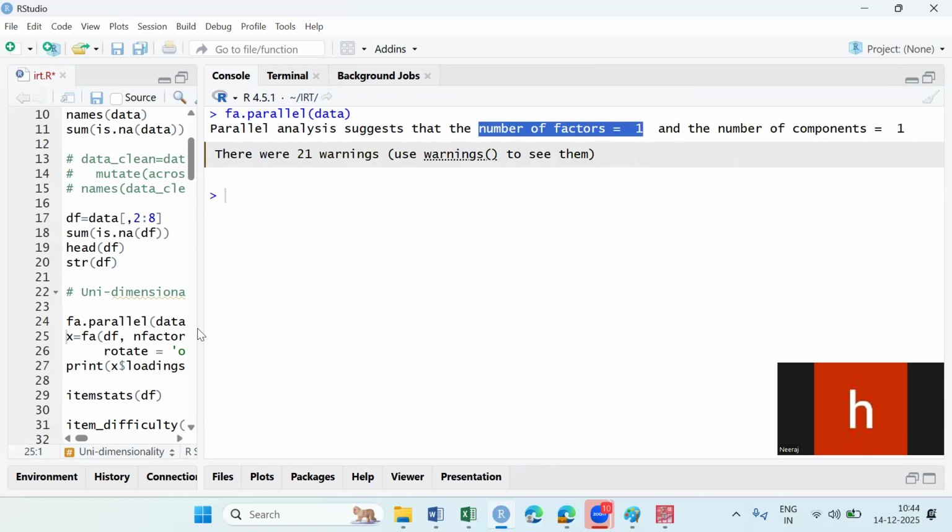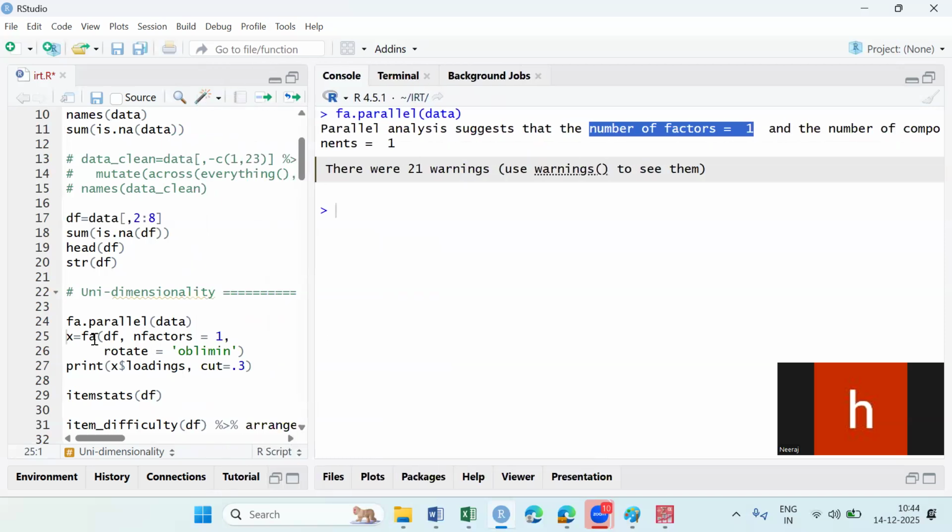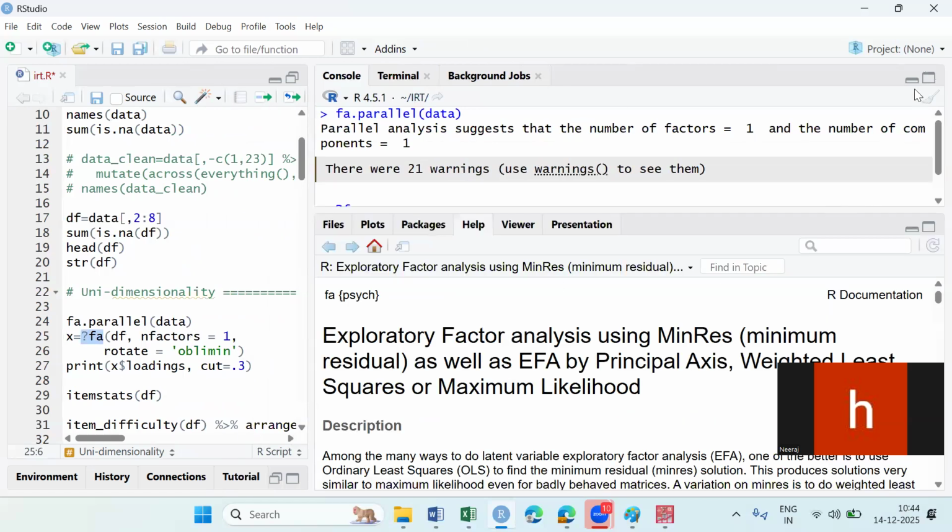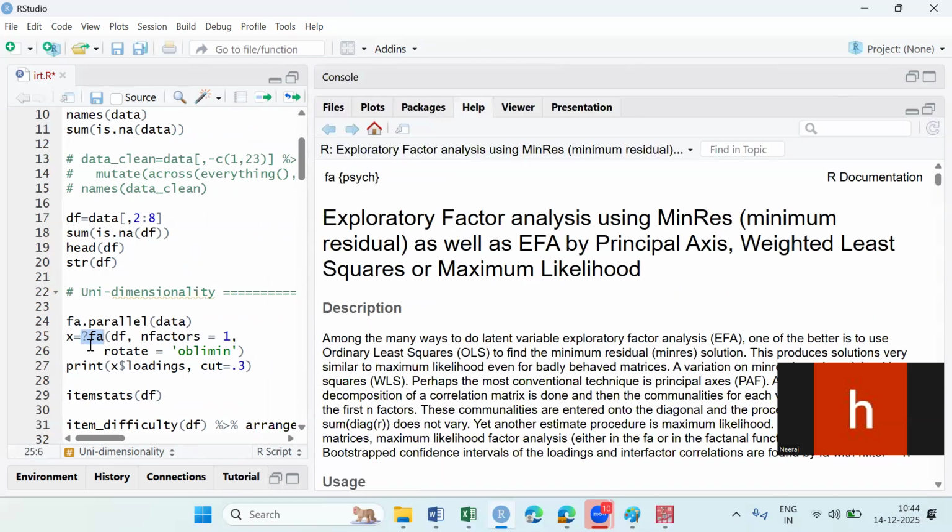How will you work on that? Then the second command is FA for factor analysis. FA is the command in R for the principal axis factoring. PCA is the command for running the principal component analysis. FA is the command for PAF. Now, since it is one, this command is redundant, not required.